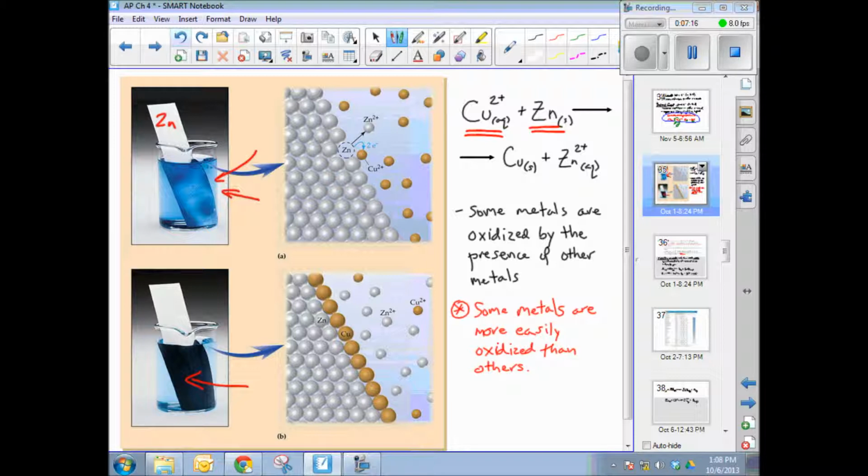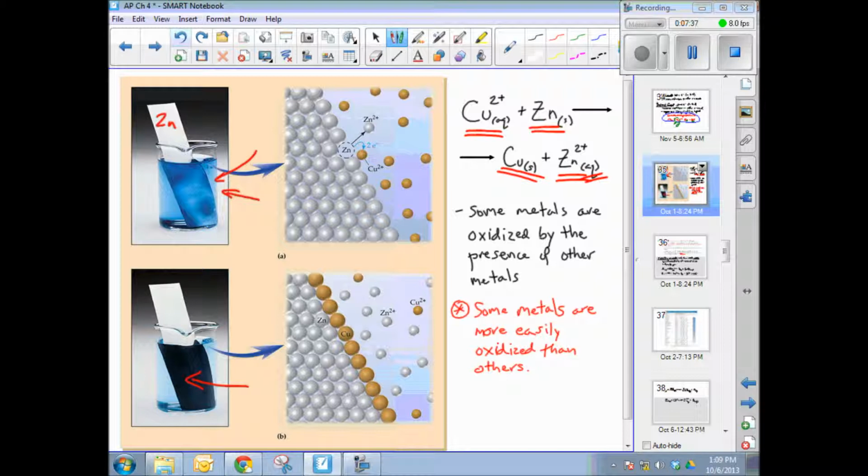The zinc actually goes into solution as zinc 2+ ion, and copper is reduced. So zinc is oxidized as it gives up electrons and goes into solution in the aqueous phase, and copper is precipitated out as a solid. Copper is reduced and zinc is oxidized. So why does that occur?